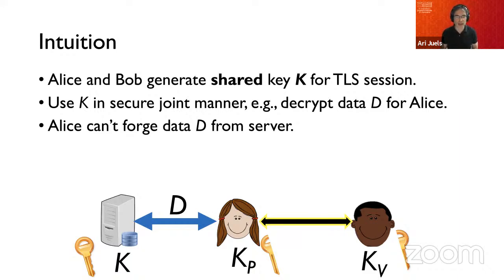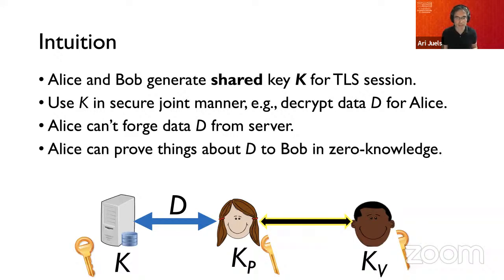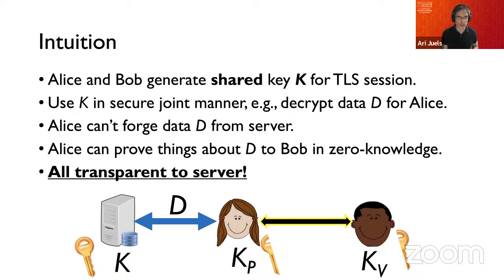I mentioned that in the standard usage of TLS, Alice holds the key K and therefore can forge data because she can construct a matching MAC. She can't do that now because she doesn't actually know K. Again, through cooperation, Alice and Bob can do things like enable Alice to prove facts about this piece of data D, and she can do this in zero knowledge as desired.